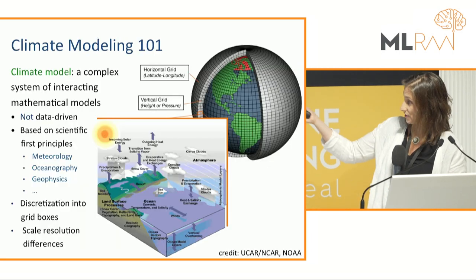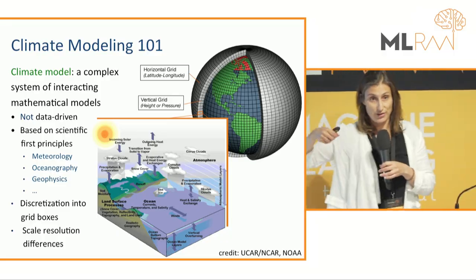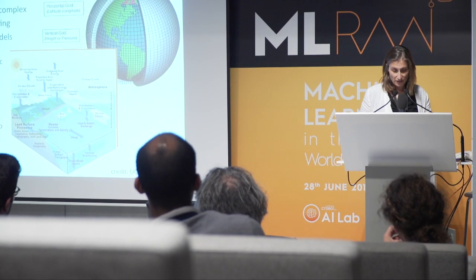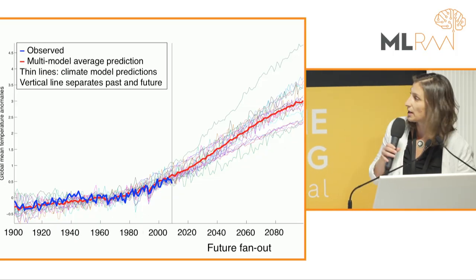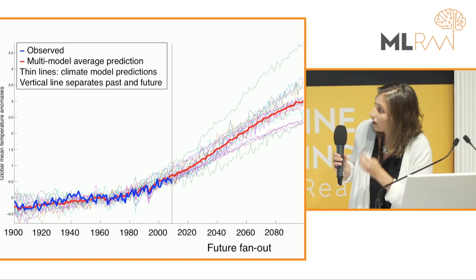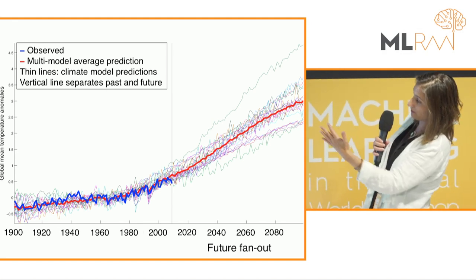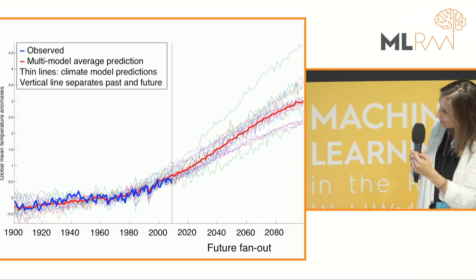You can set a bunch of initial conditions, let all the processes interact, and then measure certain things in the future, measure temperature, humidity at certain locations, et cetera. And then you'll get these trajectories for any individual variable. So this is a measure of temperature called anomaly. I'll explain that shortly, but it's a measure of temperature that in this case is averaged both globally and annually.